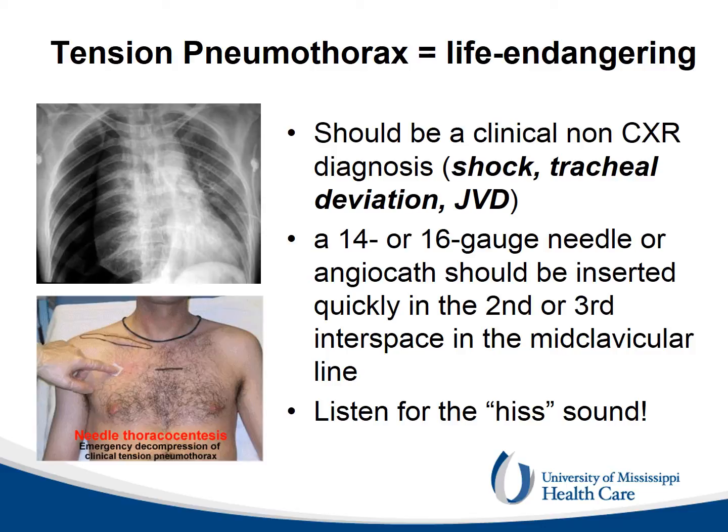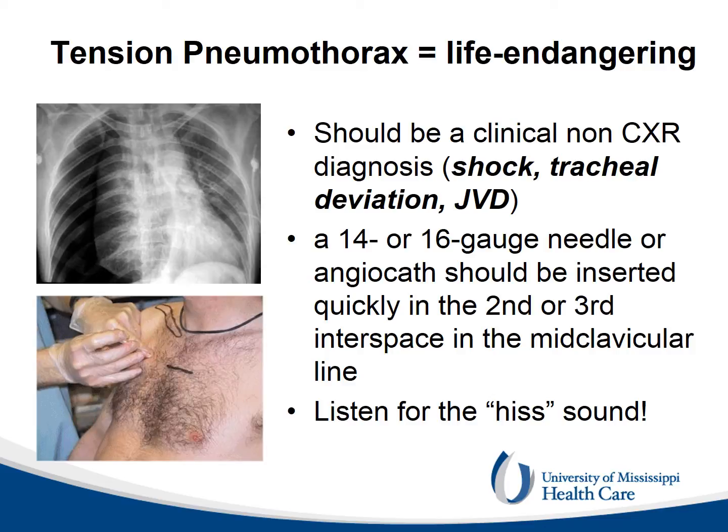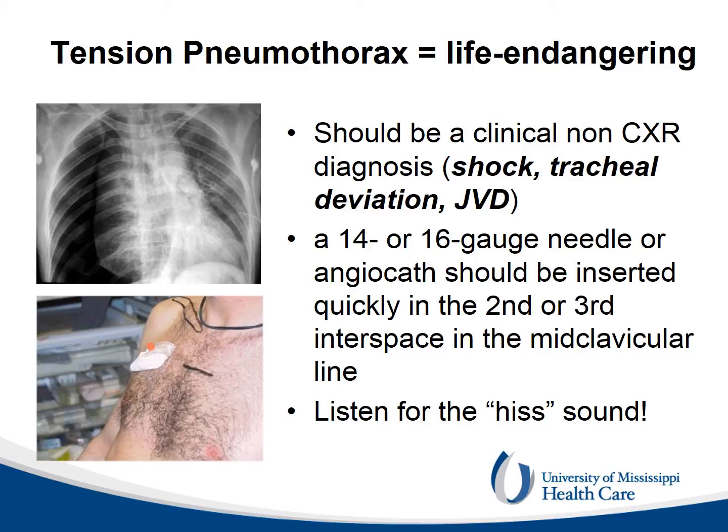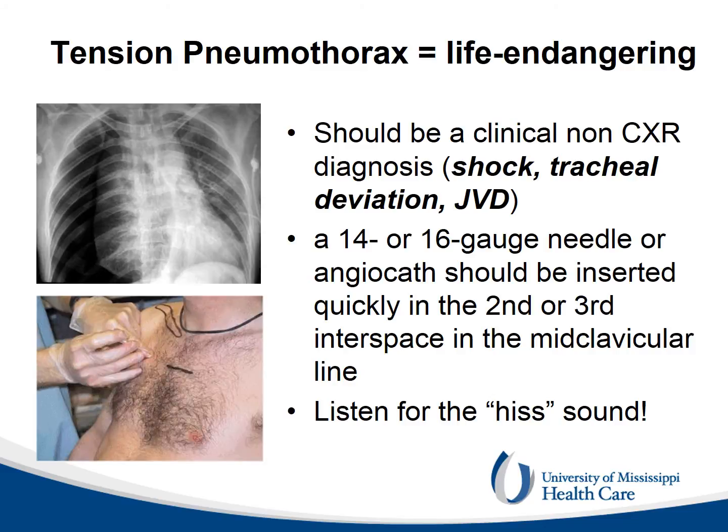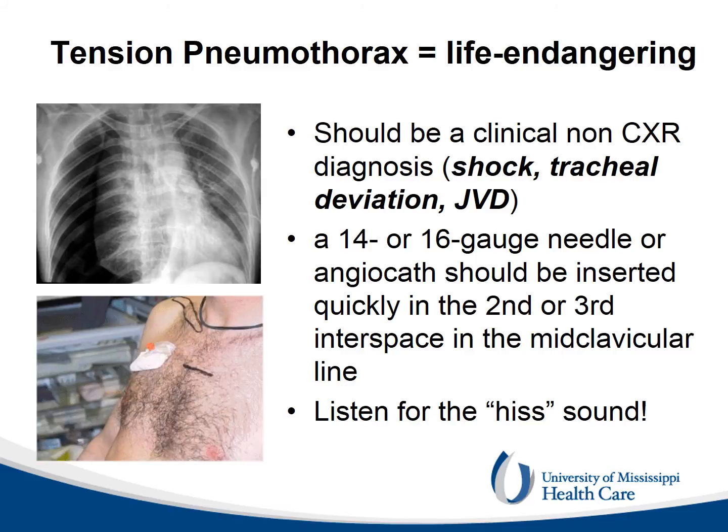A tension pneumothorax represents a life-endangering situation. The diagnosis should be clinical and not based on a chest X-ray. The intervention should be immediate by inserting a decompressing needle in the 2nd or 3rd intercostal space in the mid-clavicular line on the opposite side to the tracheal deviation. If the room is quiet, a hiss sound can be heard. Listen for the hiss sound.